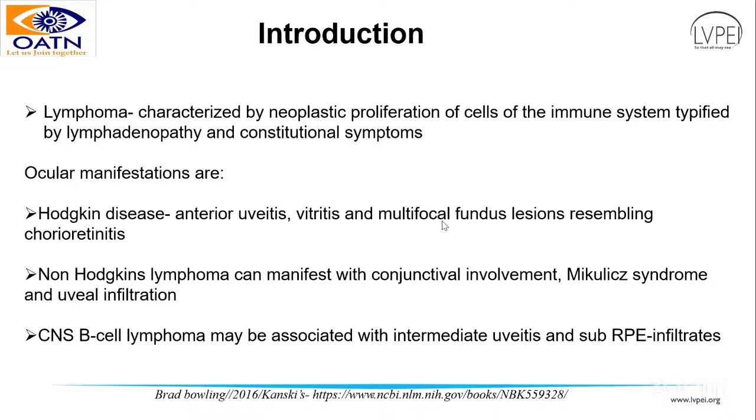Lymphadenopathy and its related symptoms, whereas ocular manifestations of Hodgkin's disease consist of anterior uveitis, vitritis, and multifocal fundus lesions which look like chorioretinitis. Non-Hodgkin's lymphoma can manifest with conjunctival involvement and Mikulicz syndrome, which is lacrimal gland inflammation and uveal infiltration. And CNS B-cell lymphoma may be associated with intermediate uveitis and sub-RPE infiltrates.